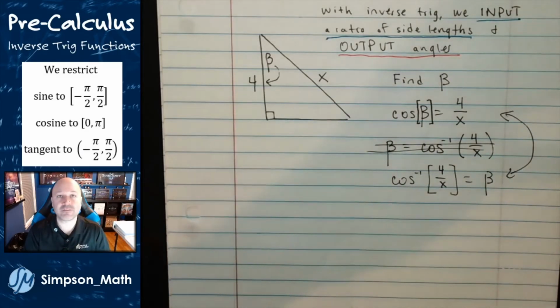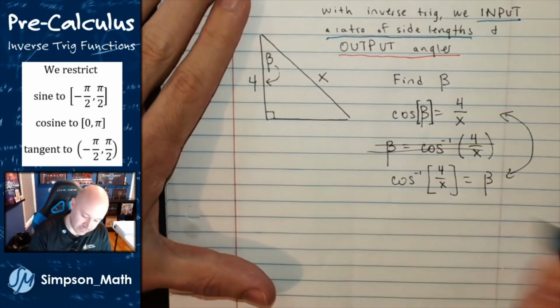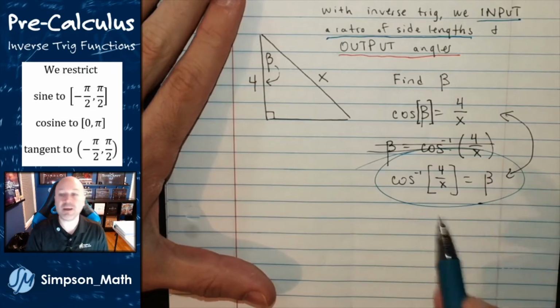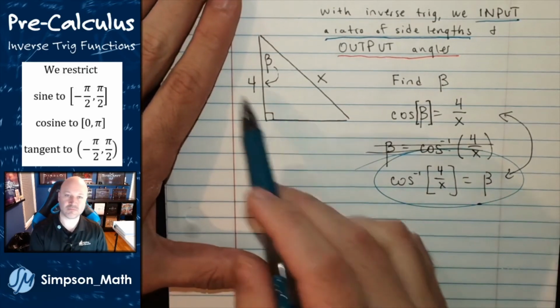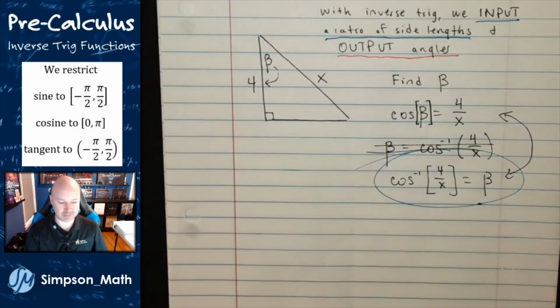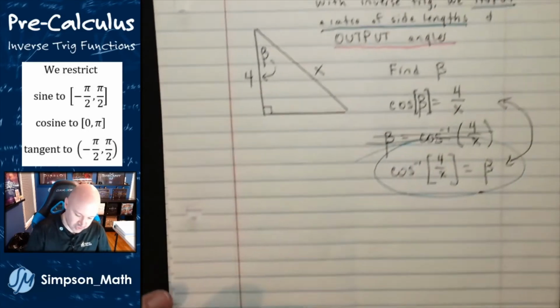And we're done. We have solved for beta. Beta is all by itself. Beta will be arccosine of 4 over x. Whatever that is, that'll be it. Let's just do that again.